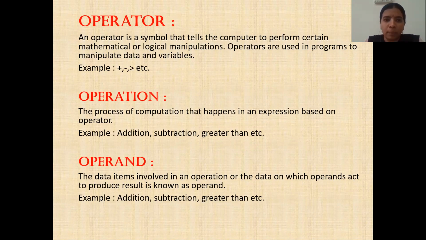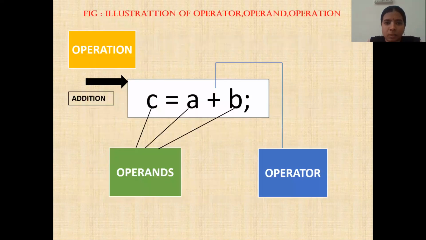How do you define an operation? Operation is the process of computation, or the processing that happens inside an expression, is called an operation. Example: addition, subtraction, multiplication, etc. Operand is the data item on which an operator acts. So in general, how do you define an operation?